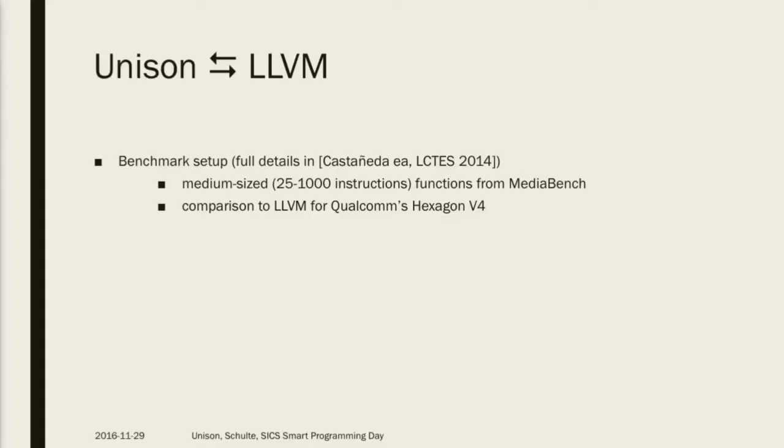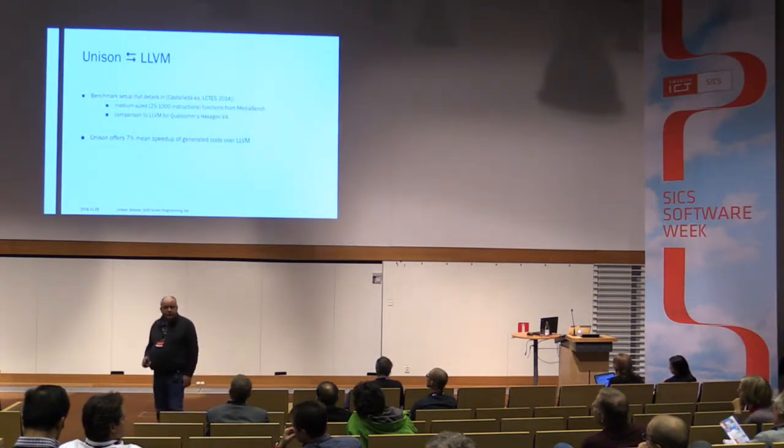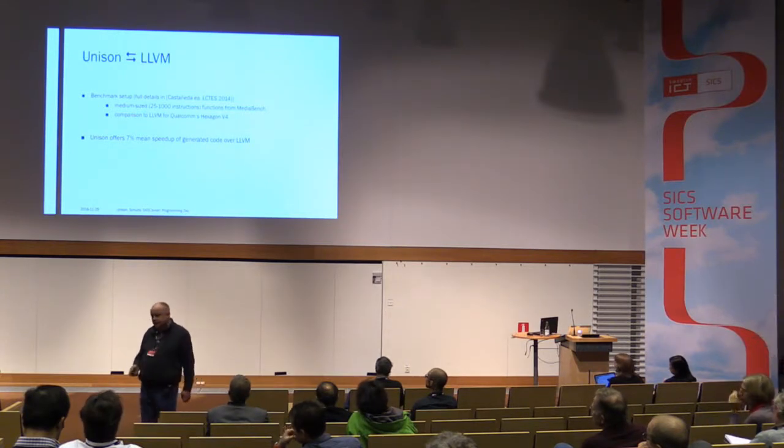If you compare it to LLVM, then you will see that this is for a digital signal processor architecture, Qualcomm's Hexagon. And the benchmarks are 2 years old, so that might mean that the LLVM backend for Hexagon might have made progress, but also we have made progress in that time. And at that time, if you compare on a standard benchmark set, MediaBench, Unison will offer a 7% mean speedup, right?